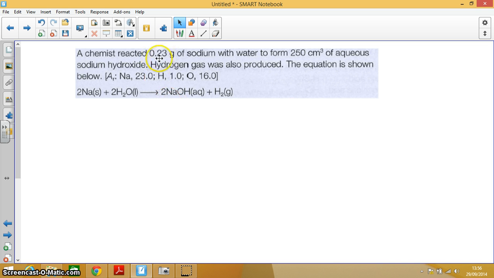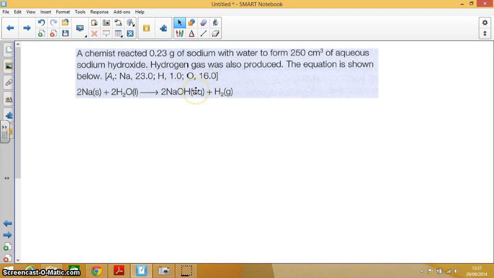We're given 0.23 grams of sodium and it reacts with 250 centimeters cubed of water to form an aqueous sodium hydroxide solution, and hydrogen gas is also produced. The hydrogen gas is a bit of a red herring in this question. We don't want to know about the hydrogen gas, although it could be part of the question. This question is basically saying, what is the concentration in mole per decimeter cubed of the sodium hydroxide which is formed?